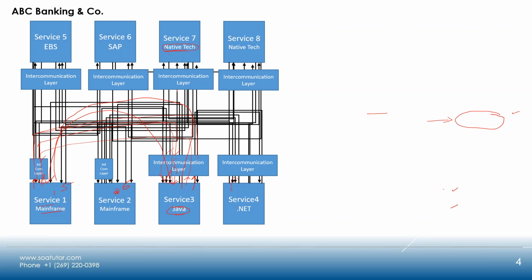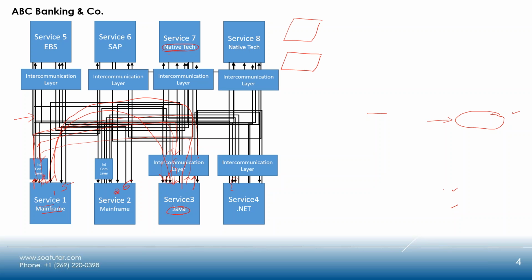Okay, and let's say a new service comes, then you would have the service, you would have the intercommunication layer, and you would have all these interaction points. If you see here, it's real messy, right? So let's see what are the different problems we have with this architecture.